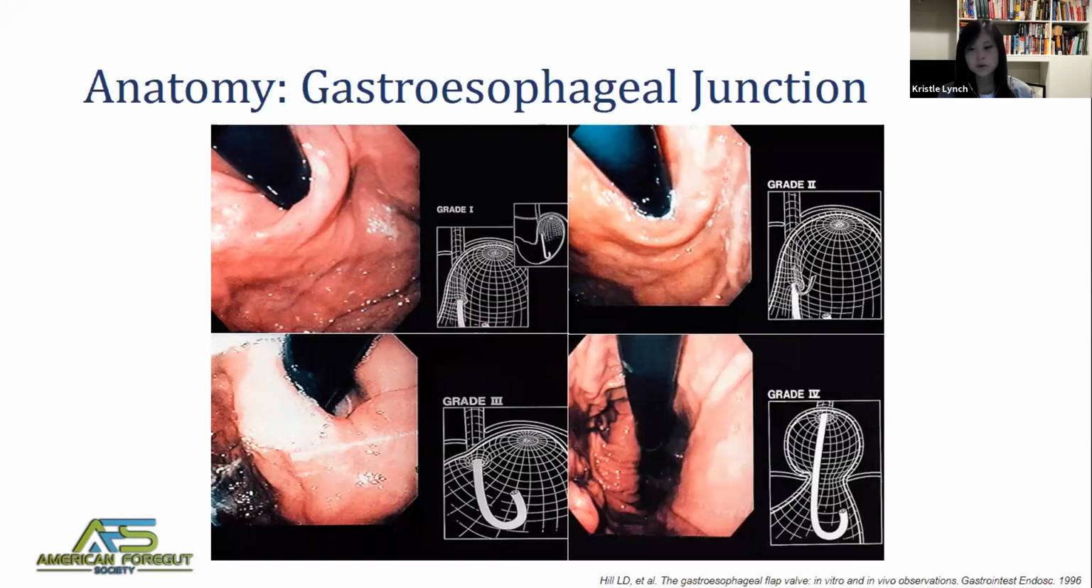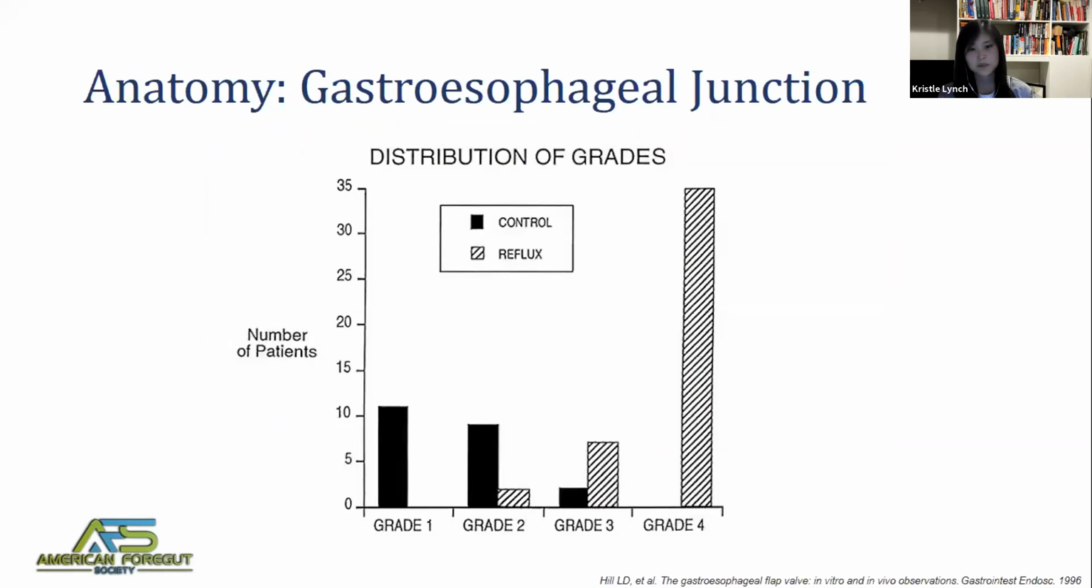And then in grade 4, we can see a large hiatal hernia here. When you look at the distribution of grades, the lined bars are patients with reflux and the black bars are control patients. And you can see that the patients with reflux most likely had grade 4 flaps, some of them grade 3, and very few grade 2.